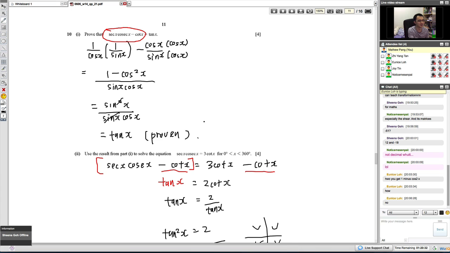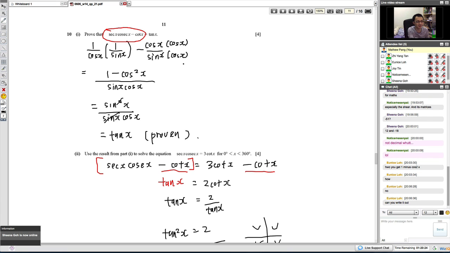Okay, I hope you can understand. No, which part actually you cannot understand? The multiply cos x one, can you write it out? Yes, I do write it out. Maybe I write again lah.